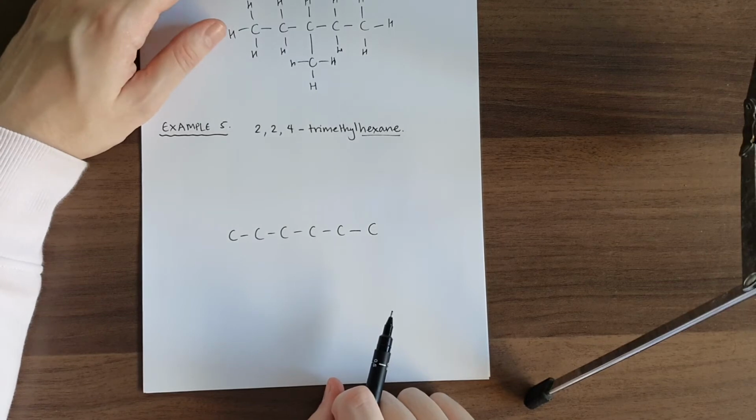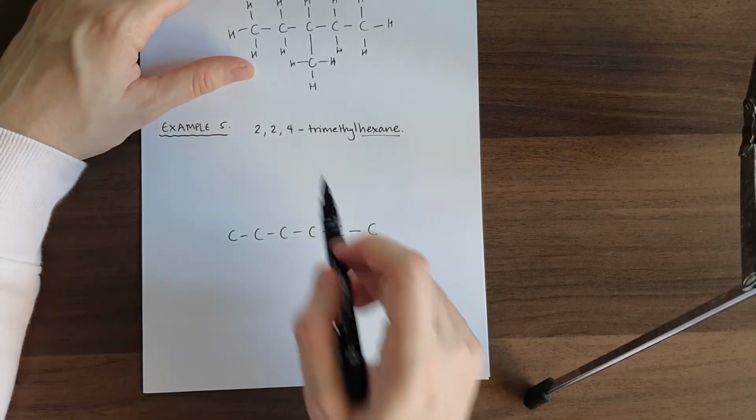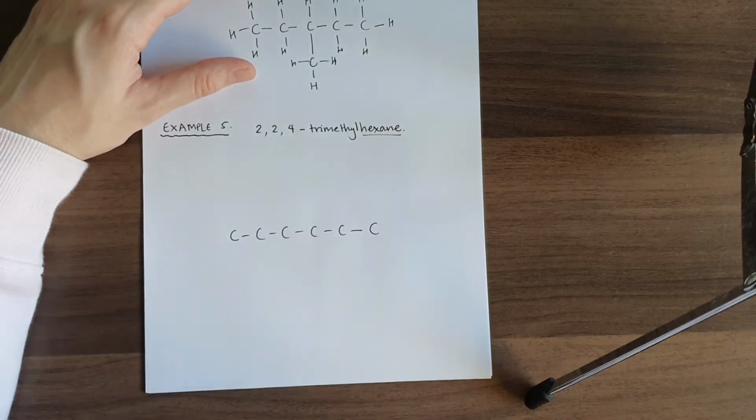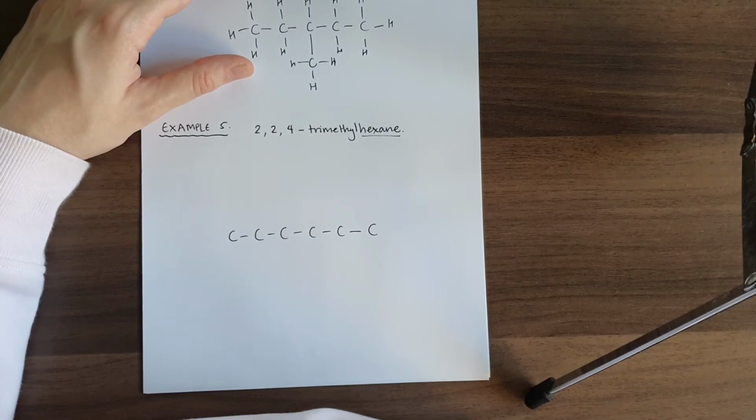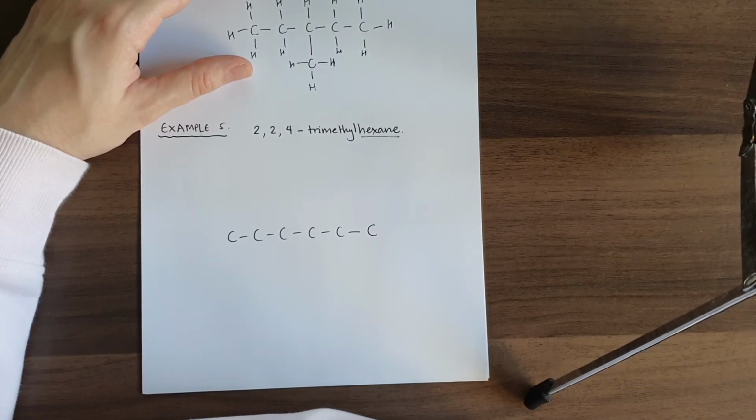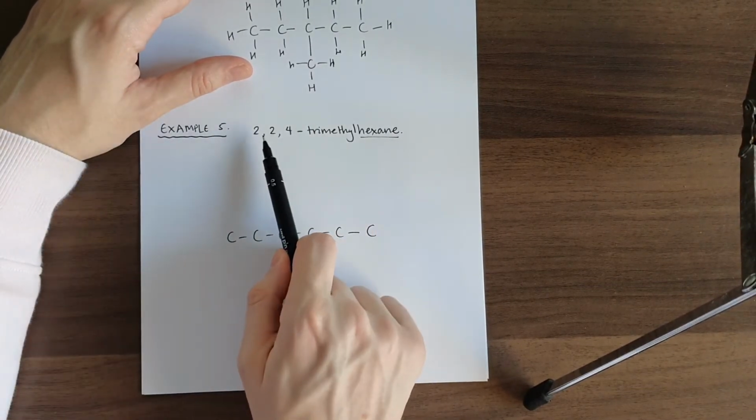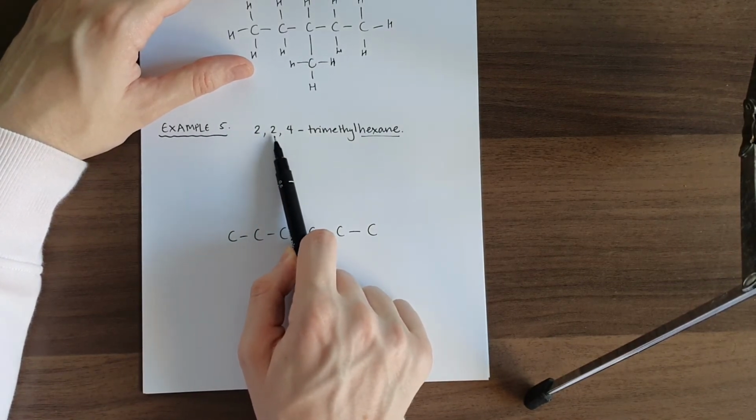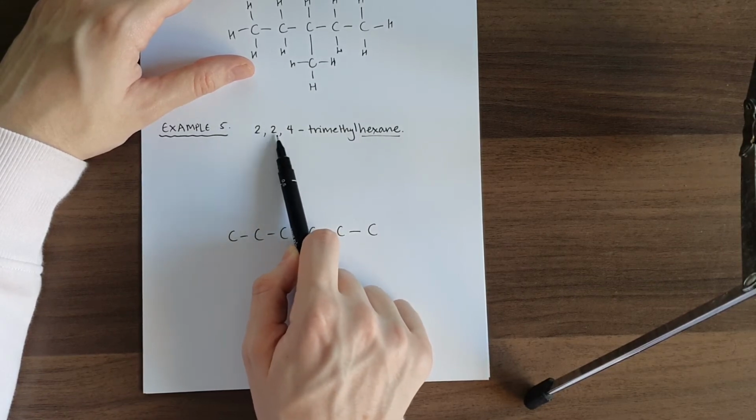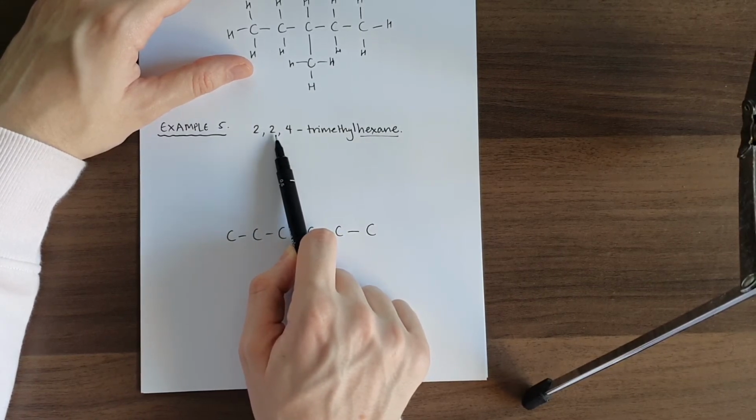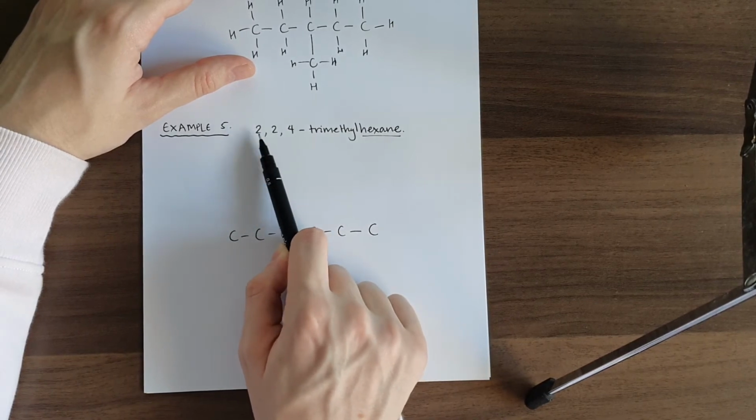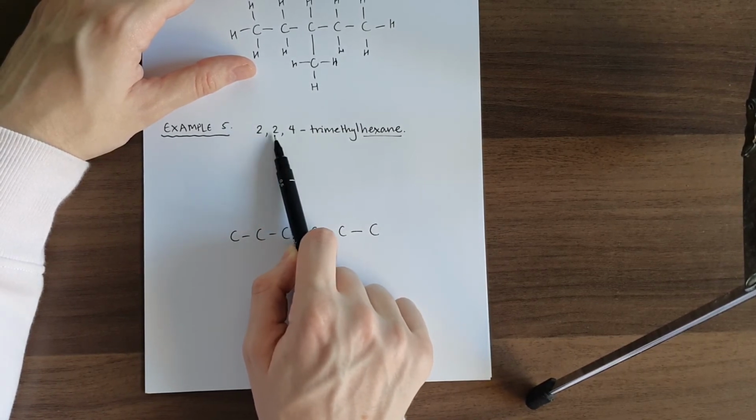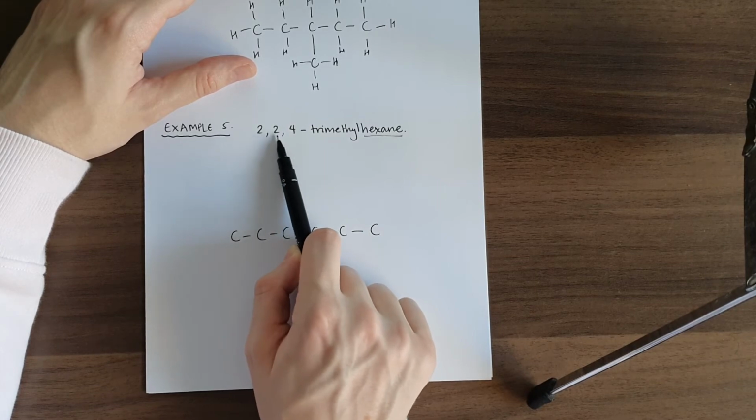And now we need to decide which side we are going to start from, because we have 2,2,4 branches to deal with. And they're all methyl branches. And this time you'll notice something we've not seen yet. We have 2 of the same number. Now what does that mean? That means we have 2 methyl branches, both on carbon 2, because I've used the number 2 twice to indicate that there's 2 branches on carbon 2.